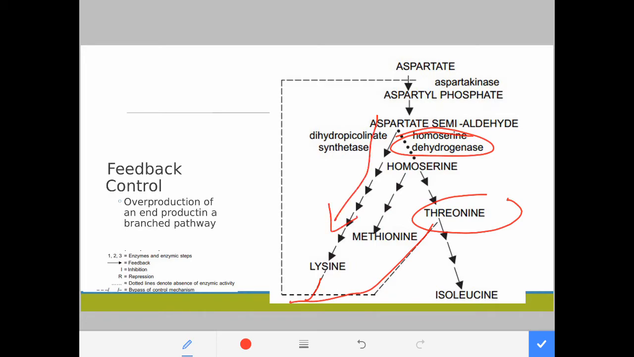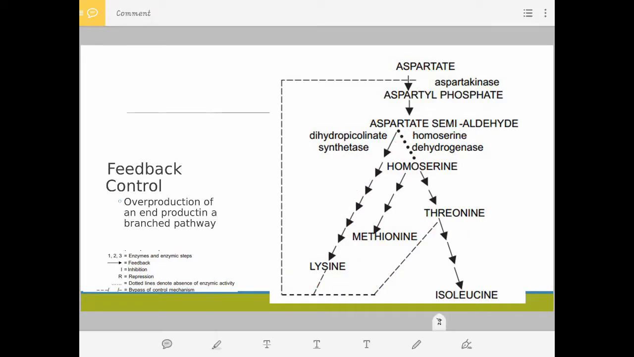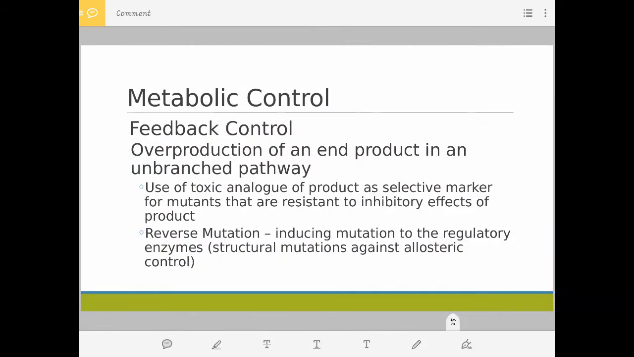And although lysine is an inhibitor, the aspartokinase works in a concerted inhibition. So even if there's lysine, lysine by itself cannot inhibit aspartokinase. So you can just overproduce lysine without stopping your pathway because of inhibitors. So that's one way of feedback control. It actually depends on the type of pathway that you have.